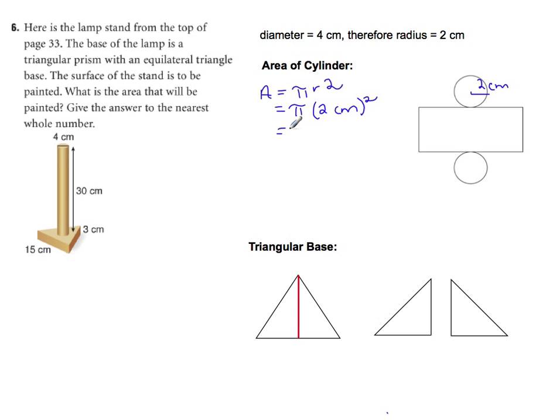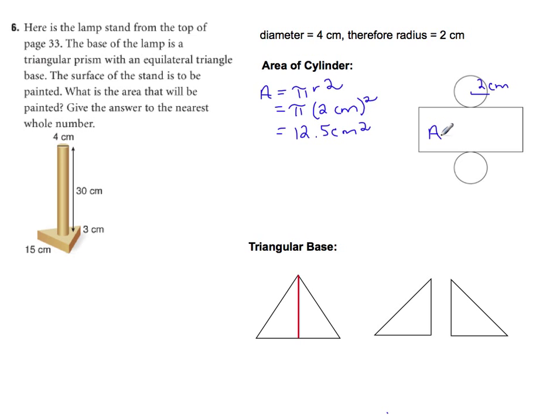So I'm just going to get my calculator out. I know that 2 squared is 4, and 4 times 3.14 is 12.56 centimeters squared.